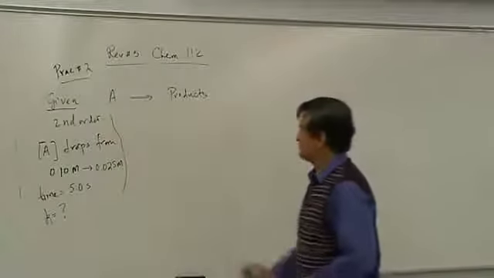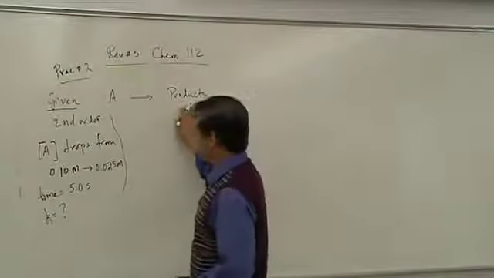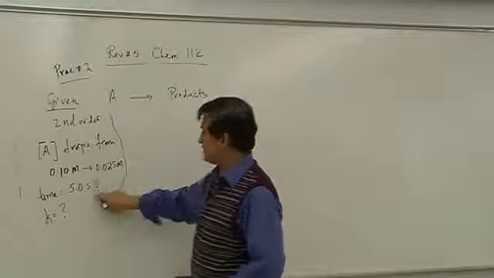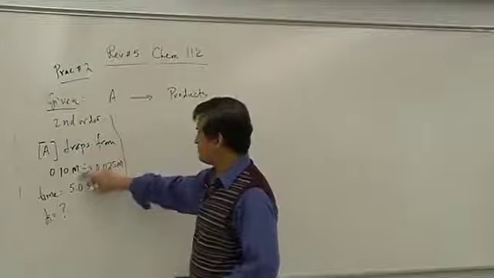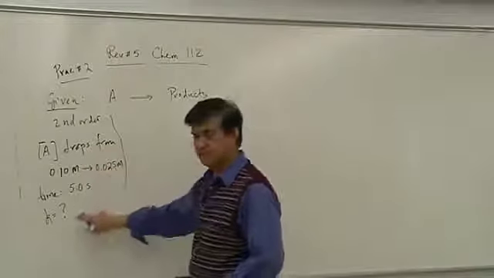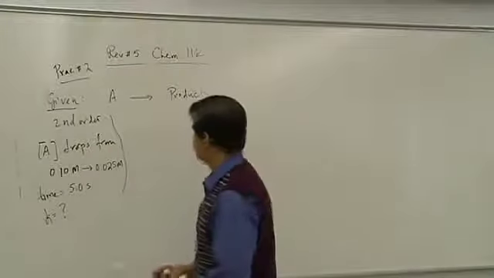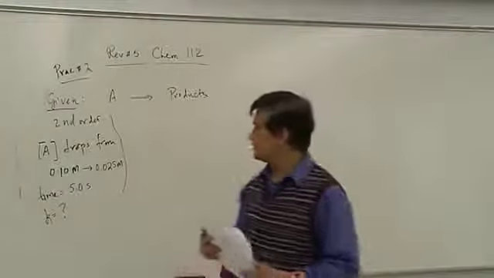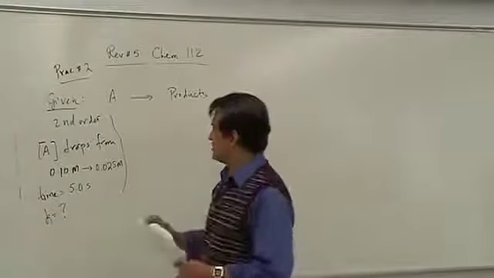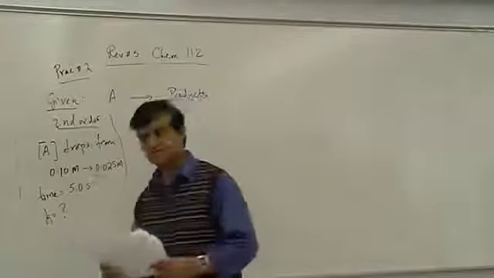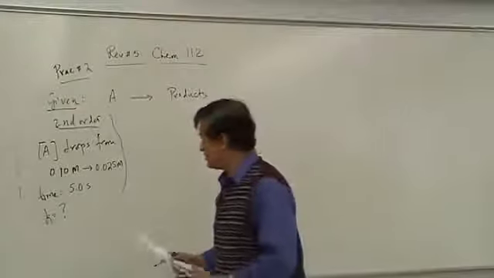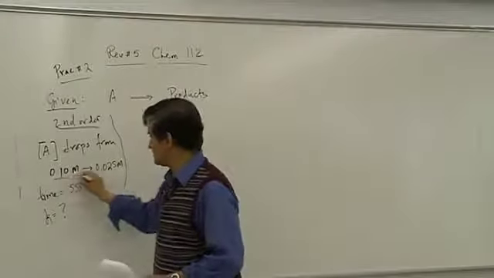So it's given that reactant A gives products and it's a second order reaction. In 5 seconds, concentration of A drops from 0.10 to 0.025. And what is the rate constant? Now, this is how you should be thinking about this problem. First thing is the second order reaction, so you think in terms of all the equations that you know about second order reaction. Not only that, we're dealing with 2 different concentrations.